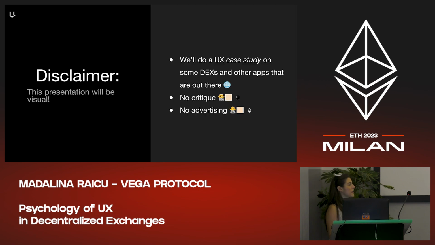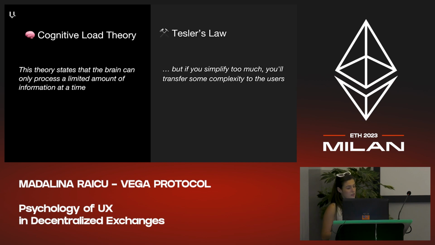Before continuing, I need to make sure I'm making a very clear disclaimer. This presentation needs to be visual to make sense. So what I plan to do is an easy-to-digest UX case study on multiple decentralized exchanges that are out there, some used for swaps, some used for derivatives, but there is no intention to do any type of critique nor advertising.